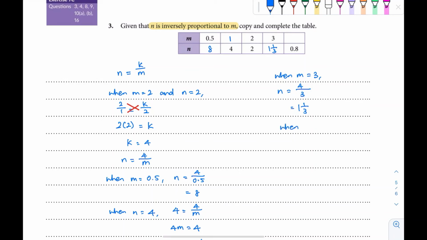Then the last one, when n is equal to 0.8. So we have 0.8 equals 4 divided by m. In other words, that is 0.8 times m equals 4. So m is equal to 4 divided by 0.8. And that will give our answer to be 5. So our final table should be looking like this.